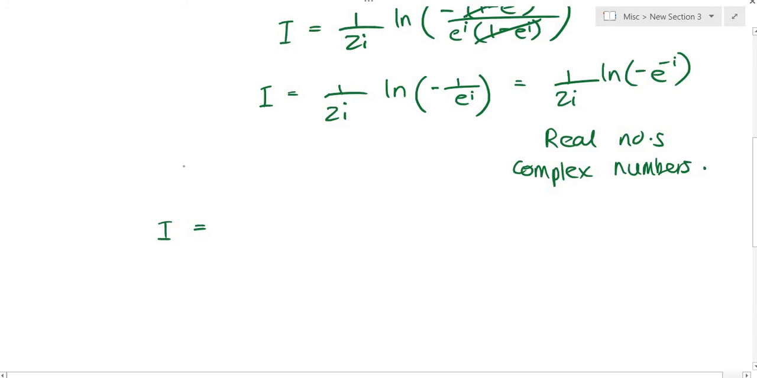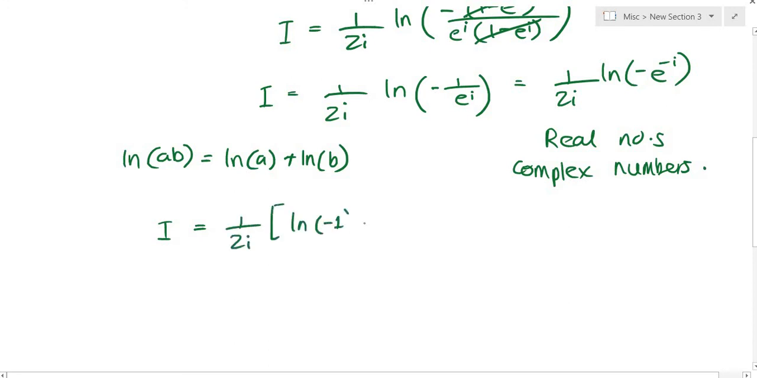So we can now, if you know, the natural log of a times b is equal to the natural log of a plus the natural log of b. So we can just split out the negative. We have the natural log of negative 1 plus the natural log of e raised to negative i.